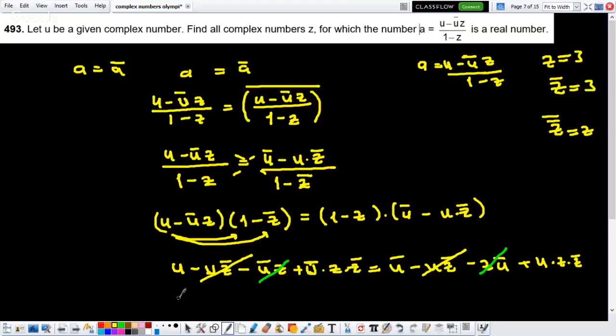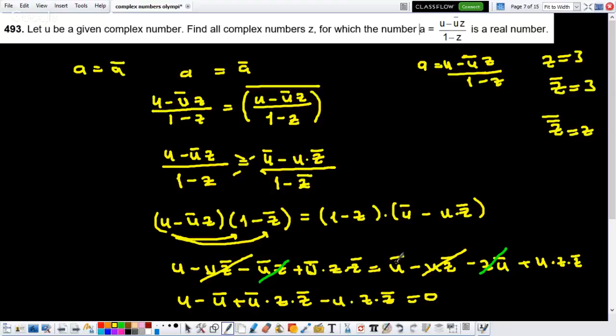Here, u minus u conjugate, plus u conjugate times z conjugate, minus u times z conjugate, and all of this is equal to 0.